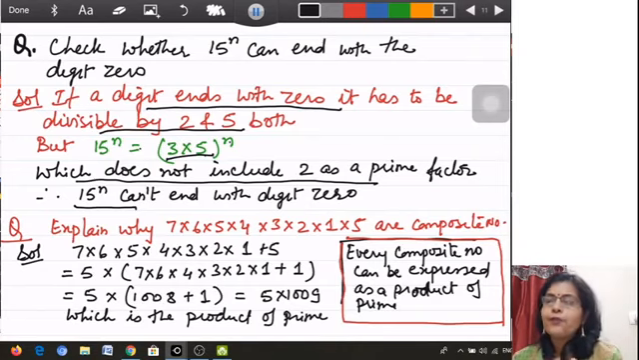Sometimes it is 4n, or 6n. Many questions of different types are given under this heading. Now one more type of question is being asked: explain why this given number is a composite number.